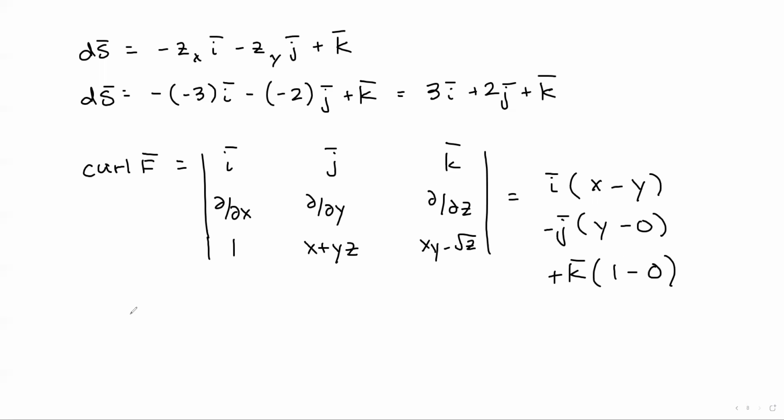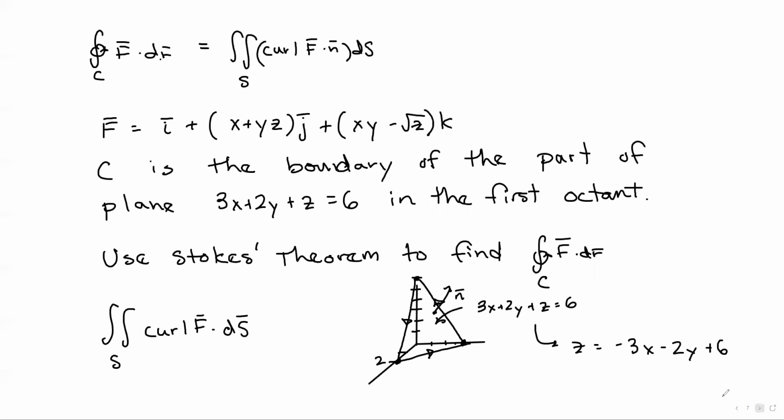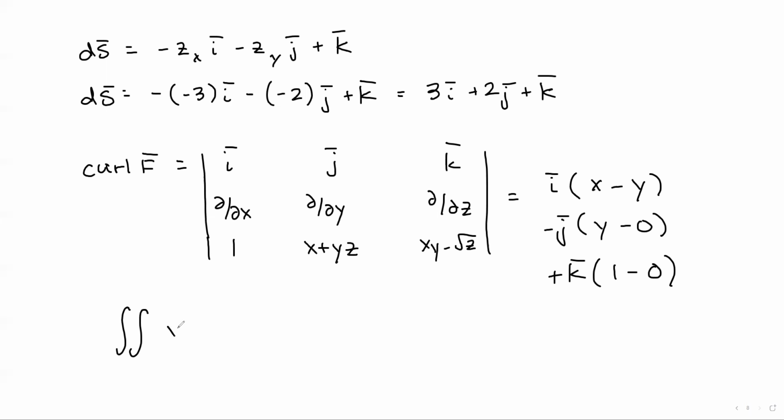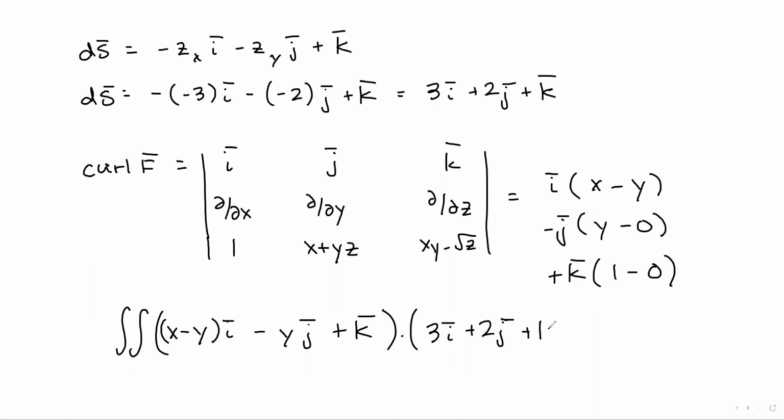Okay, and so now we can go through and just pop those in. So we want to find the curl of F dot dS. We're just going to pop those in. So we'll have x minus y i, minus yj, plus k. Then we want to dot that with our dS, which is 3i plus 2j plus k.